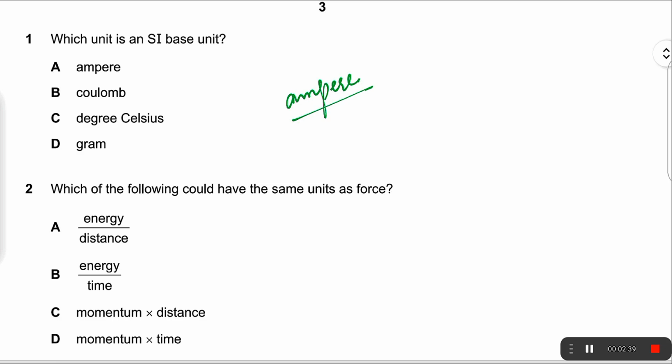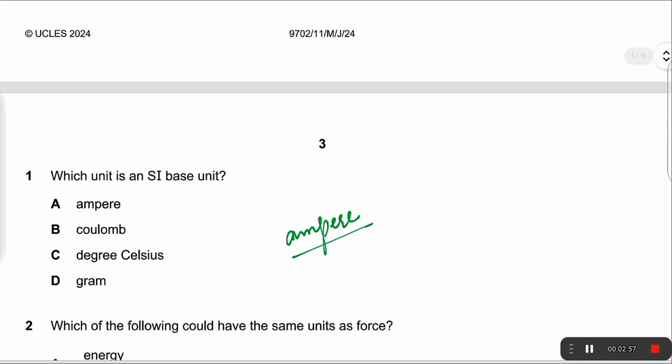And if we are talking about mass, mass is also having the unit that is in kg. So kg is actually the base unit. I hope you understand it very well. Now I will go towards the next question.